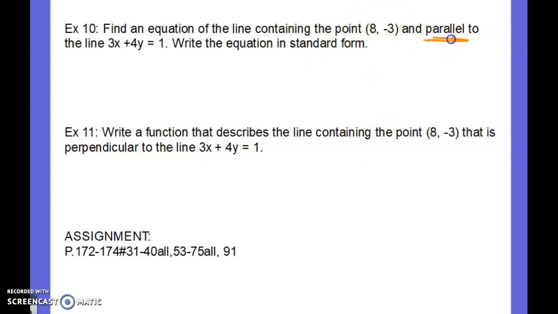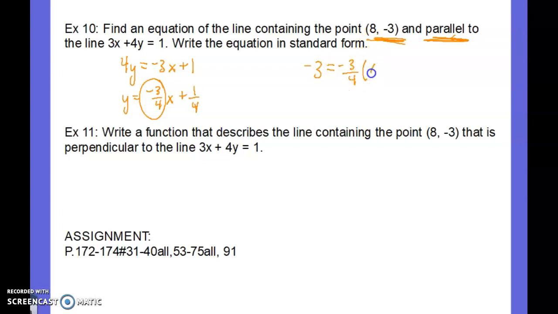What's important about this is we have a parallel line. Well, let's find the slope of this first. And that's by subtracting 3x over, plus 1. And when I divide everything by 4, I get -3/4 x plus 1/4. But all I care about is this slope. So going back to this problem, my y value is -3. My slope is the same. My x value is 8.